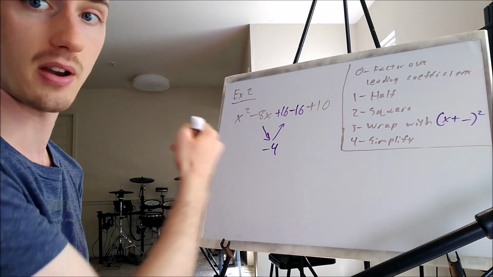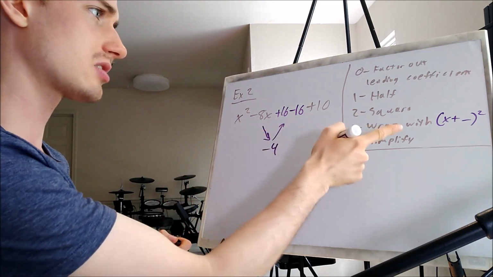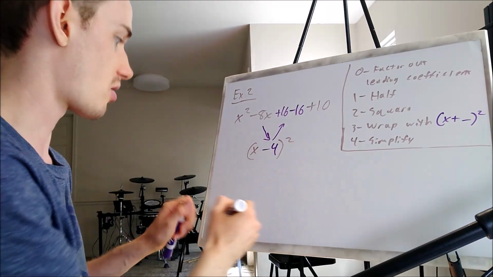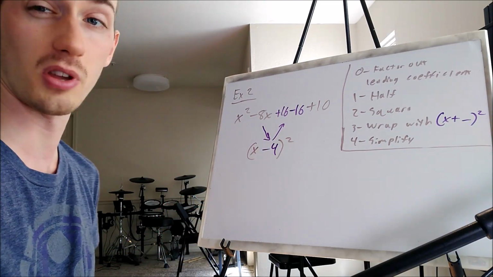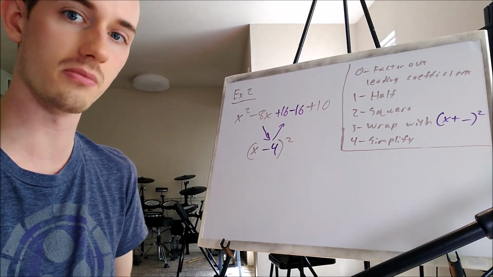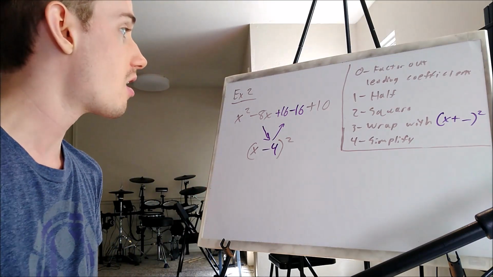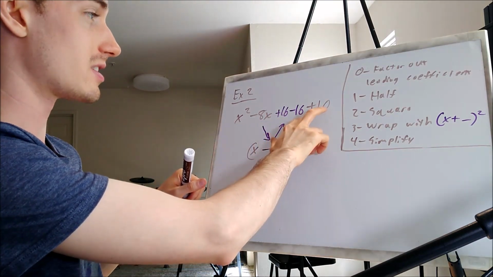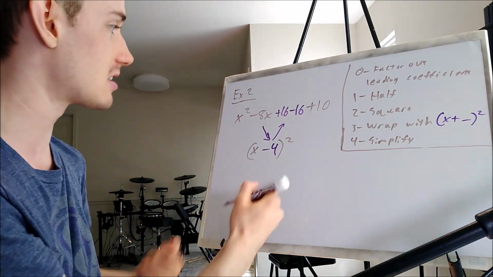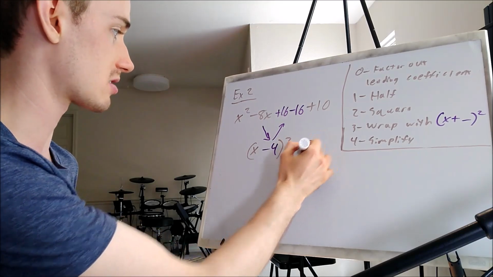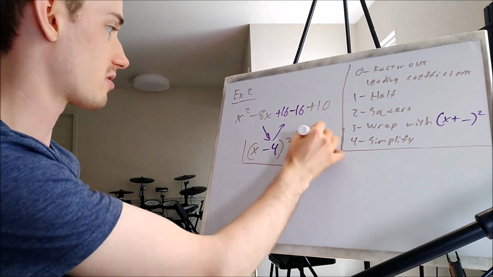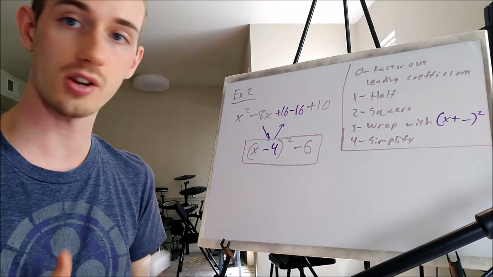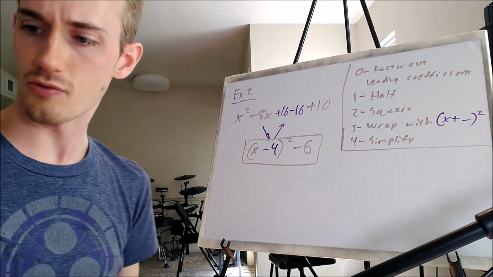Next, I wrap my negative 4 with that. And actually, in this case, I don't need the plus because there's already a minus there. So I can just kind of wrap it in that. I could put a plus if I want. It'd be plus negative 4 if you want, but I'd say just simplify it to this. And then lastly, that takes care of the first 3 terms. The last 2 terms are negative 16 plus 10, or 10 minus 16, which is simply negative 6. And that would be my answer there. So (x - 4) squared minus 6. So that's it for example 2.